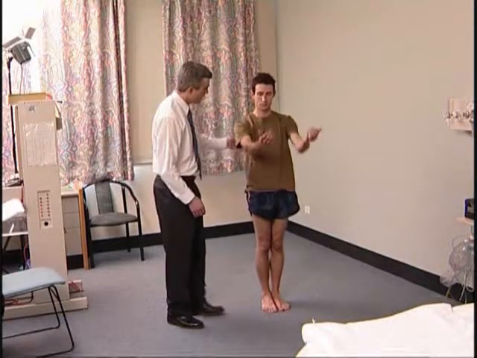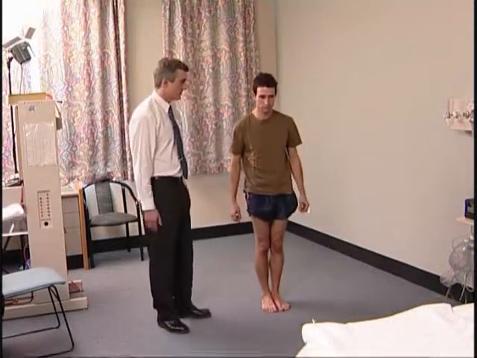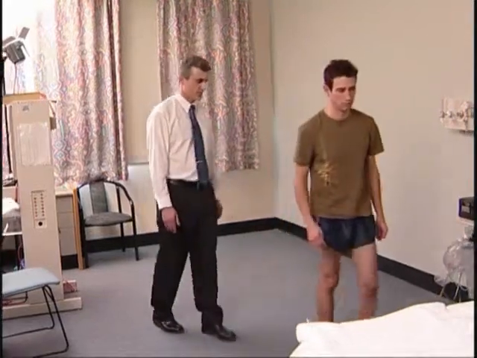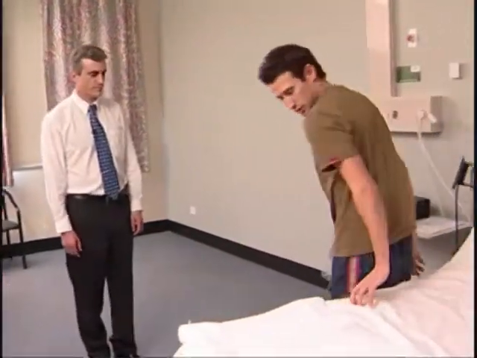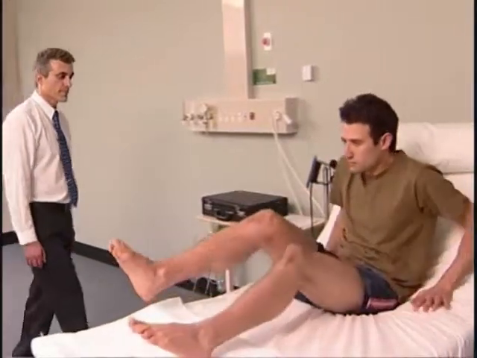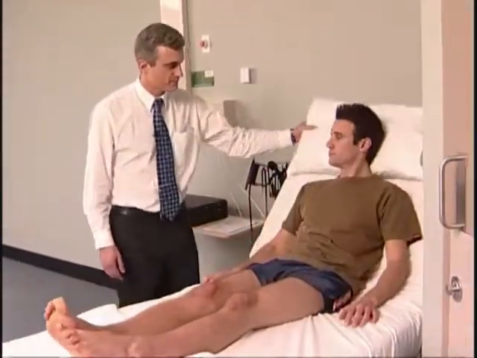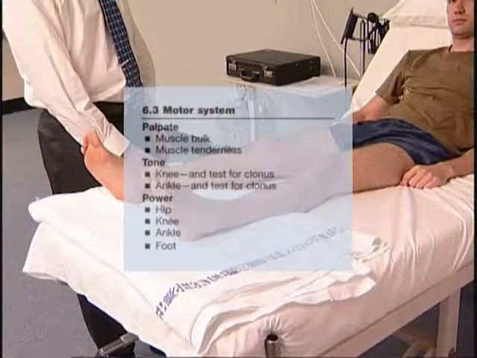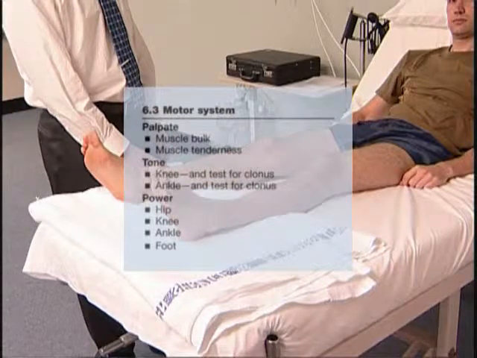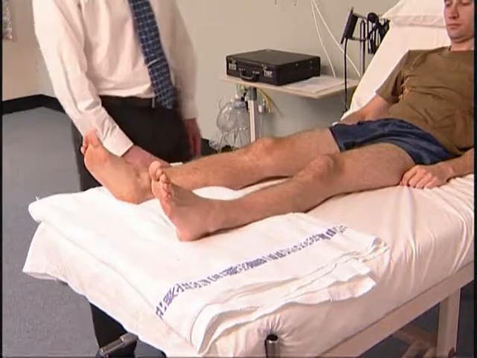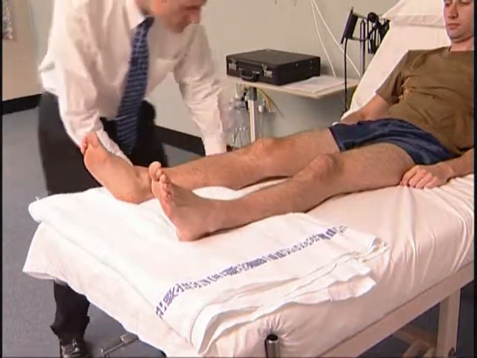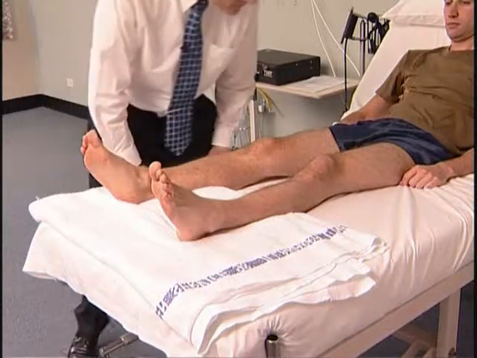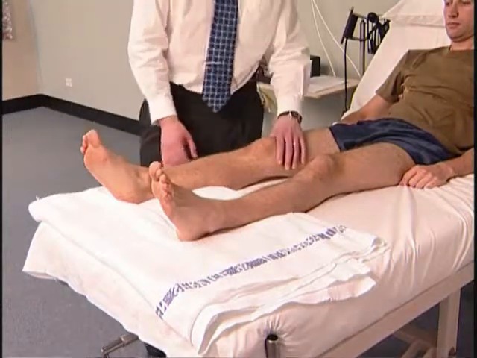All right, that's very good. All right, open your eyes, and if you wouldn't mind just hopping back into bed. Now ask the patient to lie down. Keep the legs exposed. Look for muscle abnormalities and fasciculations and tremor. Test tone at the knees and ankles.